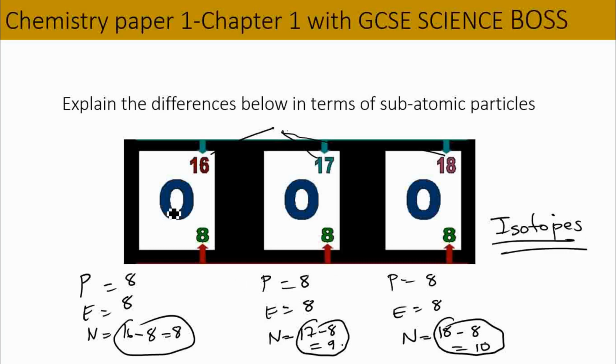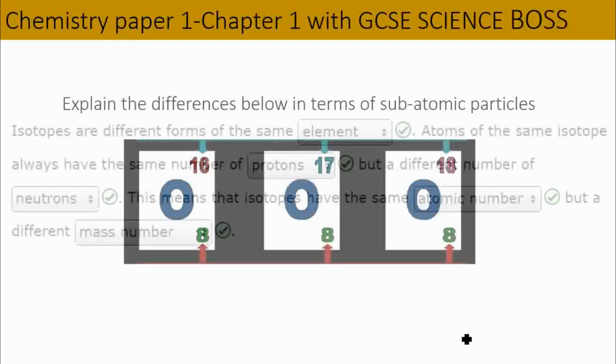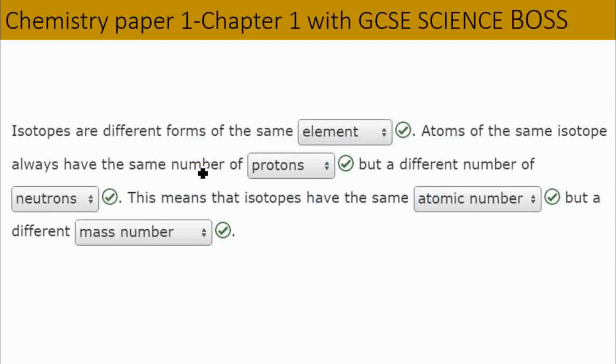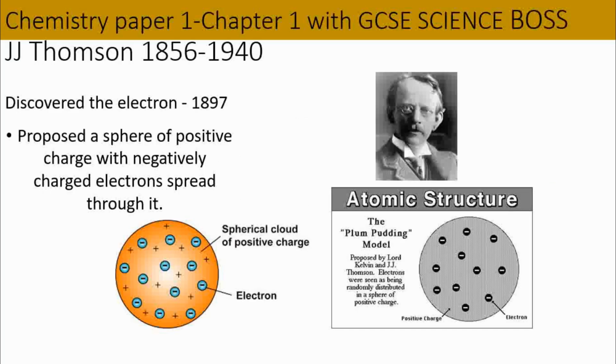So isotopes are atoms of the same element. They have the same atomic number, different mass number because they have differences in the number of neutrons, okay? So here's a definition that you can take down. Same element, same number of protons, but different number of neutrons, okay? Good. All right, let's move on quickly.